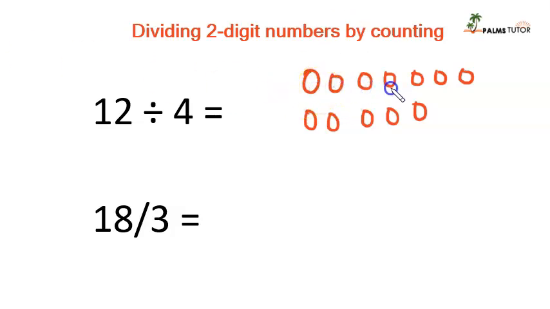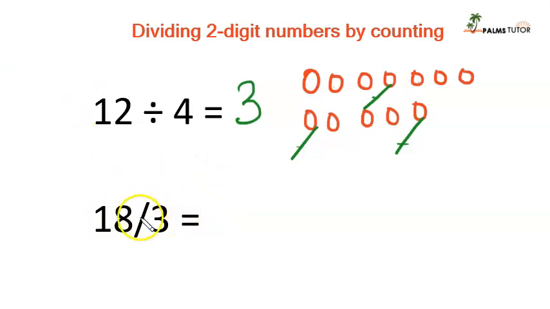1, 2, 3, 4. This is 1. 1, 2, 3, 4. That's another group. 1, 2, 3, 4. Good. Do I have a remainder? No. So how many groups do I have? 1, 2, 3. So 12 divided by 4 is 3. Great. Let's see the second one.